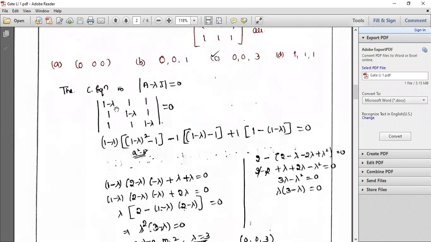If you just solve the determinant, it is 1 minus lambda as it is, times 1 minus lambda, 1 minus lambda, which is 1 minus lambda the whole square, and this is minus 1 here. And again, minus 1 into this and this into this, I'm writing it here. And again, plus 1 into 1 minus 1 minus lambda, which is equal to 0.